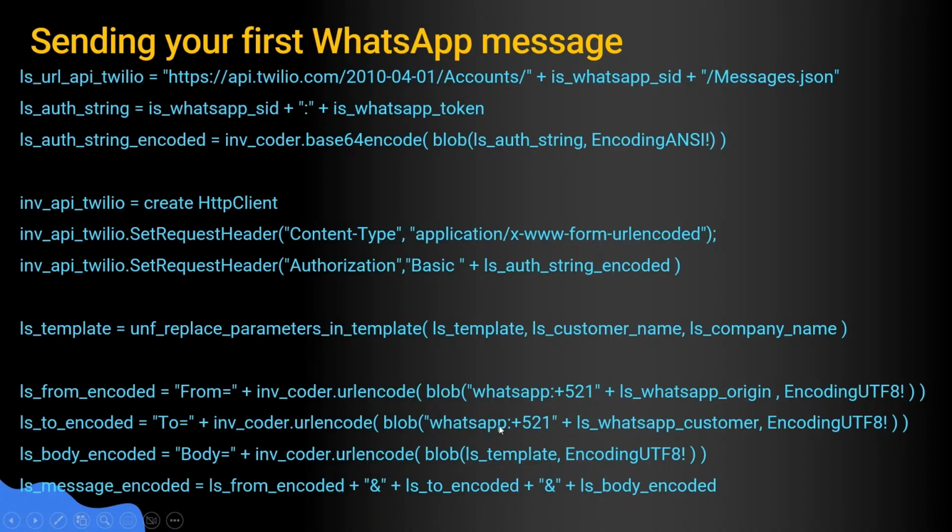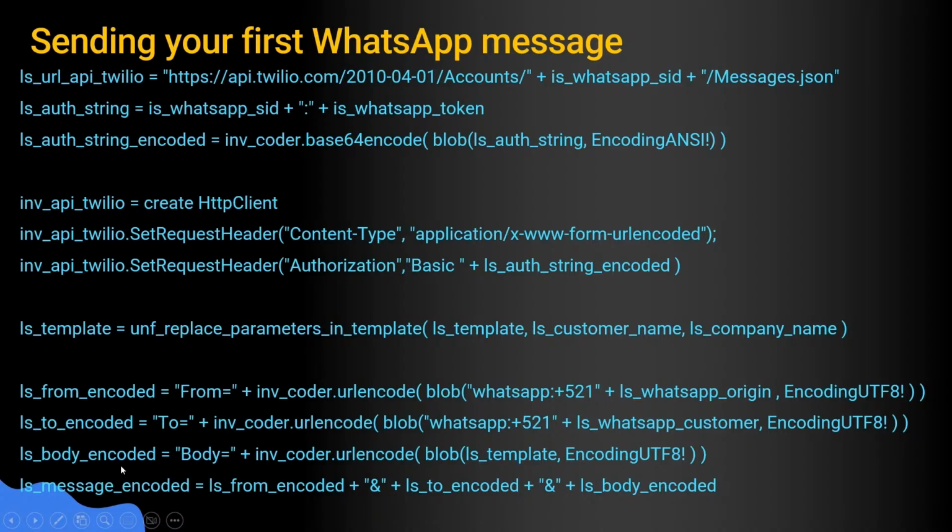To is the number to which the message is going to be sent. So this is the WhatsApp of our customer. And we also do the URL encoding. And the Body is the message. So the message that we're going to be sending is our template with the customer name and the company name already replaced. And we are going to encode that also using UTF-8.